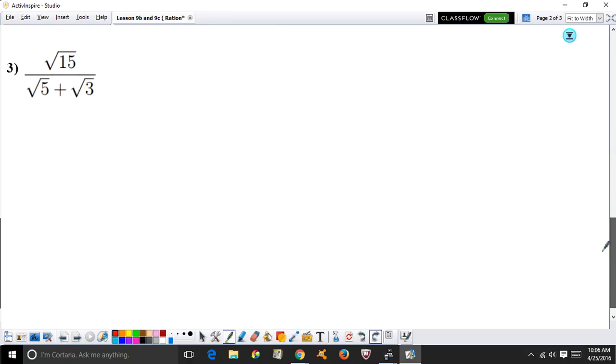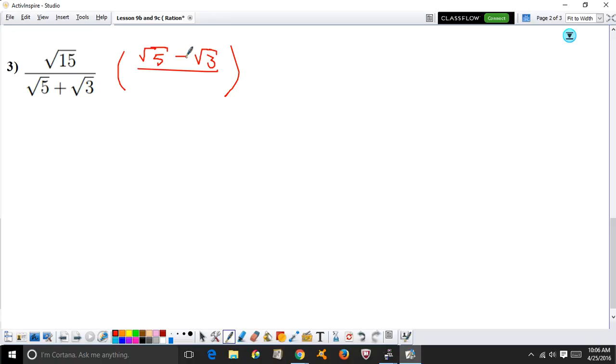Let's try another example here. Now, it doesn't matter if it's 2 square roots or 1 square root. How do you get rid of the square roots in the denominator? You multiply by the conjugate. Now, what is the conjugate? It's basically the same expression. We multiply by the conjugate on the denominator. It's the same expression, but instead of a plus, we put a minus, and you have to put that top and bottom.